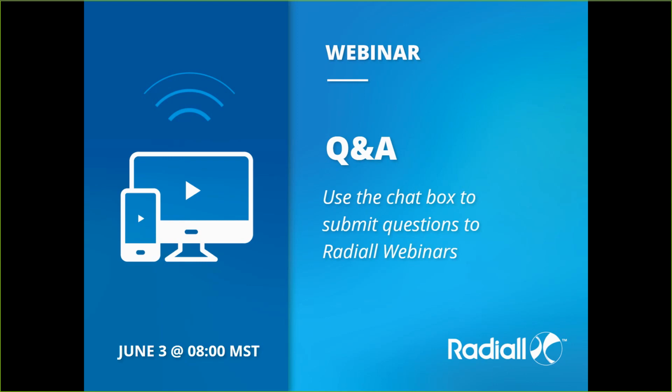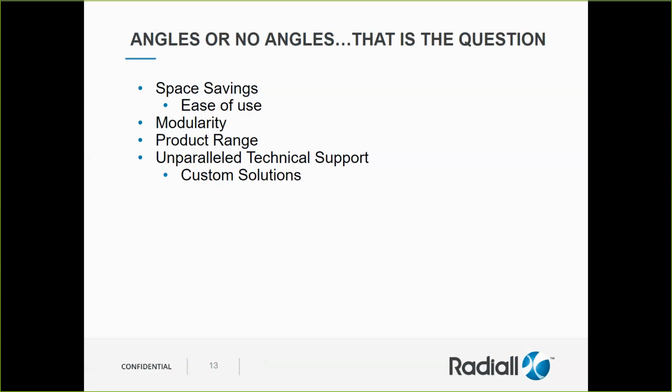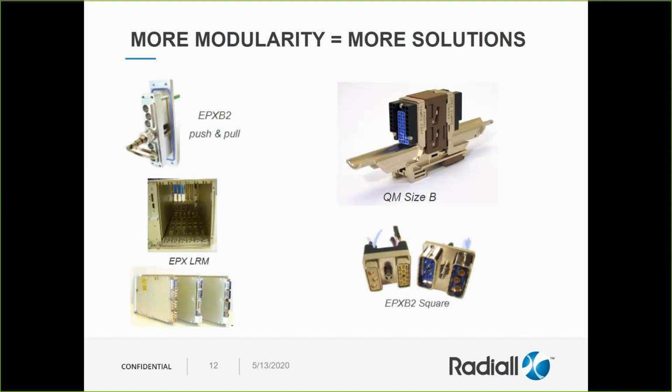So I have a couple of questions that are rolling in right now. One is concerning shell-to-shell conductivity. How do Radiall rectangulars compare to the 38999? Do you want to jump on that one, Reed?